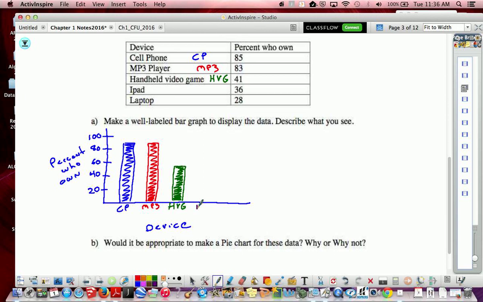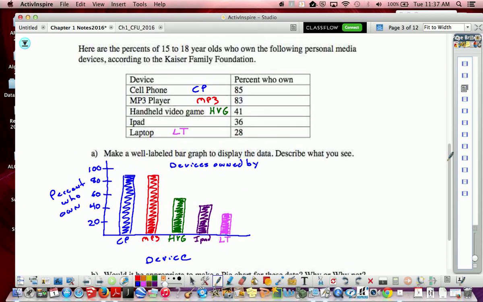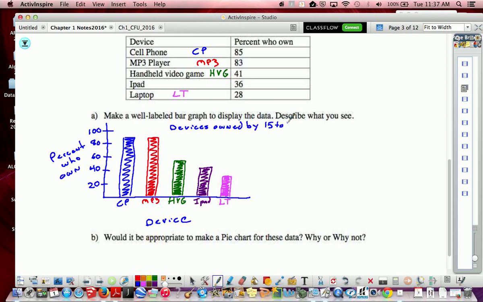iPad, well I'm just going to write that as iPad. That's easy enough to, so an iPad was 36%. And last but not least, laptop. So I might go LT, 28%. Now I should try to make a title for this. So I might say devices owned by, and I believe it was what, 15 to 18-year-olds? So I know what my graph actually represents.